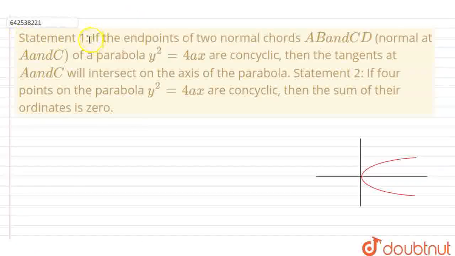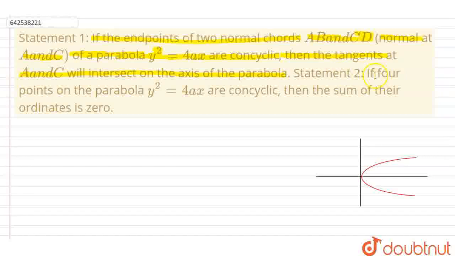So in today's question, we have two statements. Statement 1 is if the endpoints of two normal chords AB and CD, normal at A and C of parabola y square equals to 4ax, are concyclic, then the tangents at A and C will intersect on the axis of the parabola.